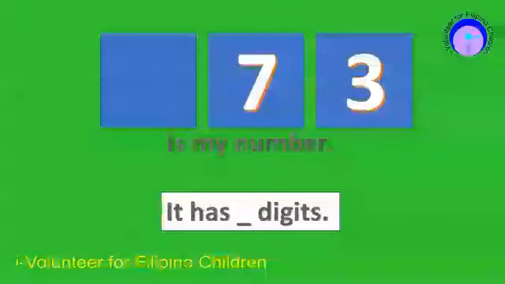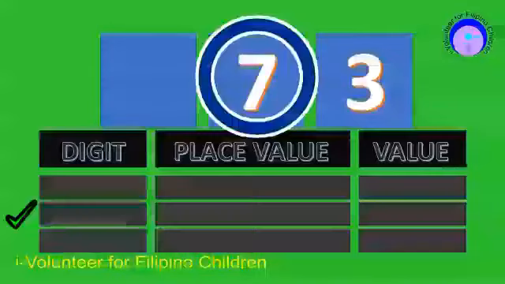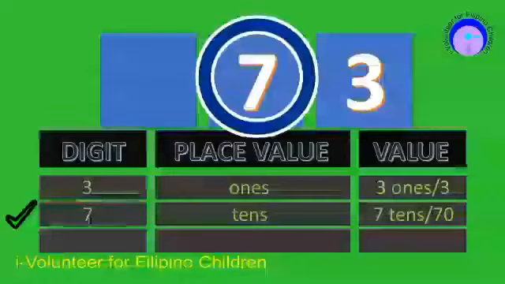What is your number? How many digits does your number have? 73 is my number, and it has 2 digits. What digit do you have? What place value does it belong to? What is the value of your digit? Digit 7 is in the tens place, and the value is 7 tenths or 70.